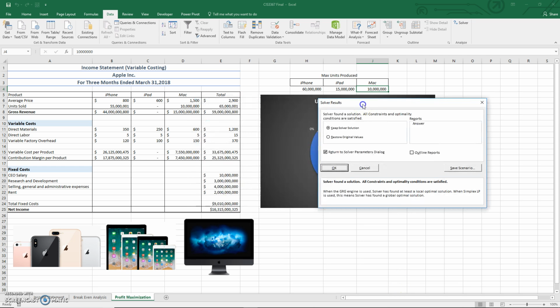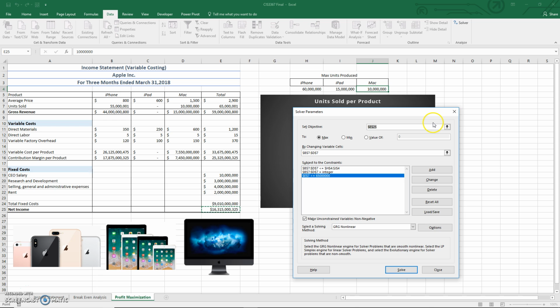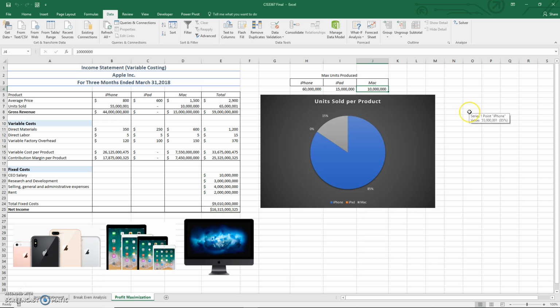So after hitting solve, we can see that the tool decides to sell only iPhones and Macs and zeroing out iPad units. This is a logical move since the iPad's average price is the lowest and brings in a small portion of revenue. If Apple were to discontinue the iPad, consumers may be drawn more towards purchasing an iPhone or Mac computer with similar capabilities. By performing this analysis, it's clear that Apple has the potential to generate more revenue and profits.